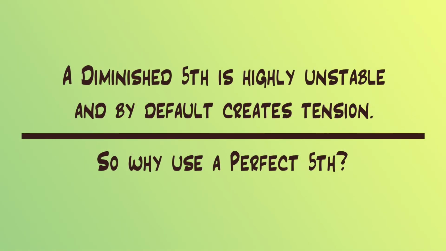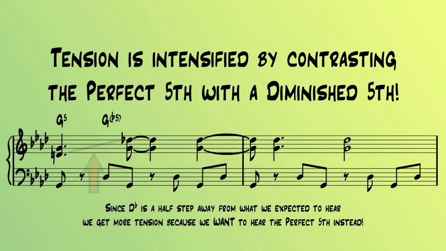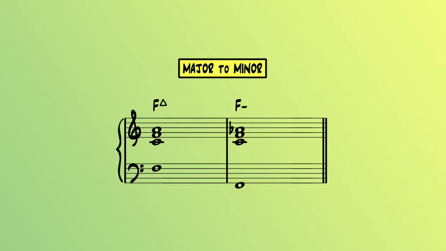So why put in a G5? Well, even if it's for only a brief moment, you get to hear an instance of stability after all of this tension. But then that perfect fifth is immediately contrasted by a diminished fifth, which makes it hit that much harder. This is similar to hearing a major chord become a minor chord. Since our ears are first set up to hear the bright and happy major sound, it makes the minor chord hit that much harder.